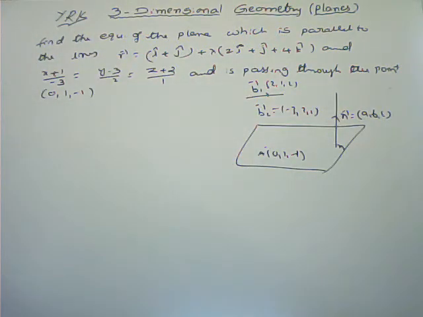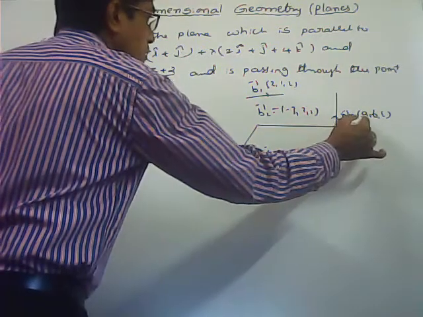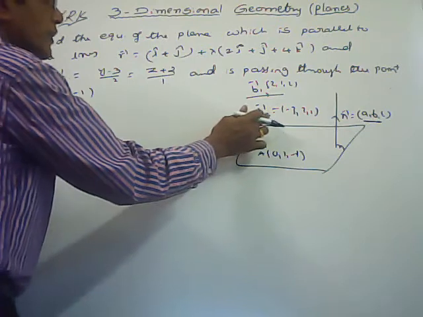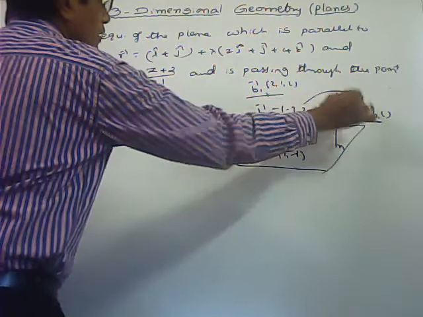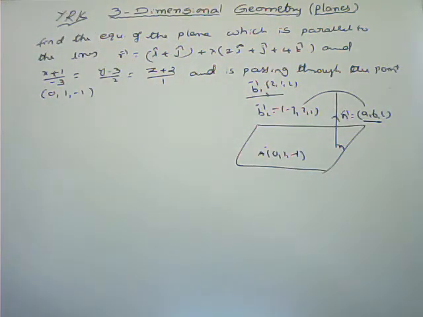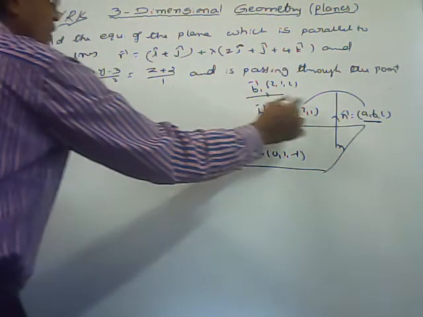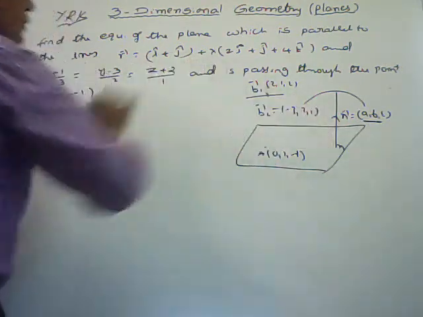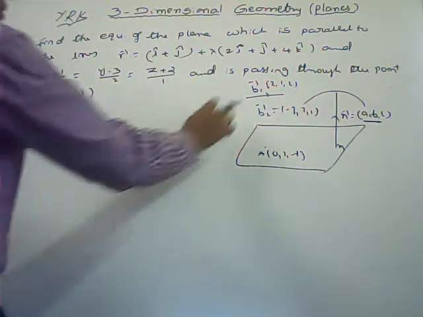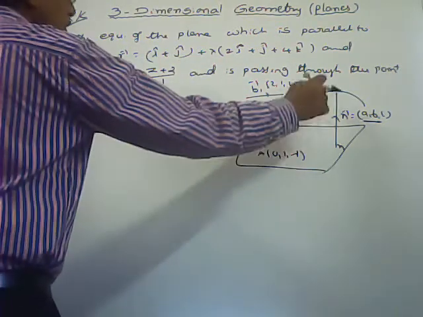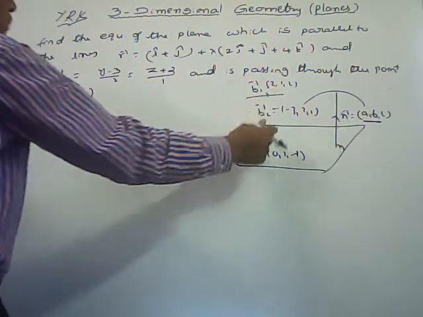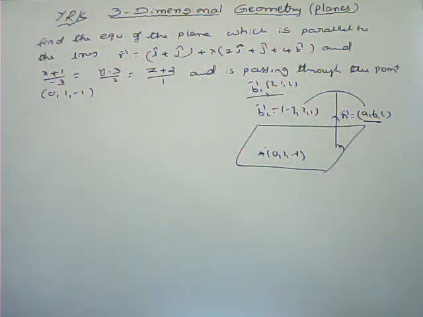Here we can find b1 bar cross b2 bar, that is equal to n bar. Otherwise, if I consider the direction ratios of that plane A, B, C, these are the vectors parallel to the plane, and this is normal to the plane. So what about the dot product of these two? 0 only, both are perpendicular. b1 bar dot n bar equals 0 and b2 bar dot n bar equals 0. Why? Because n bar is the normal vector to the plane, and these two are parallel vectors to the plane.